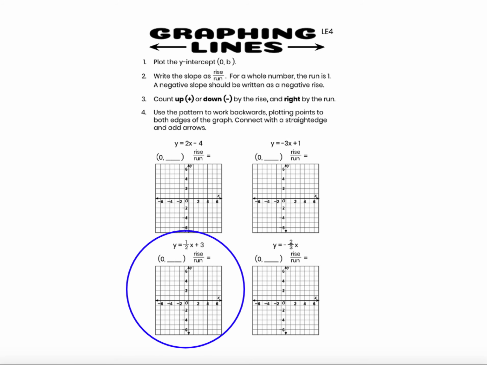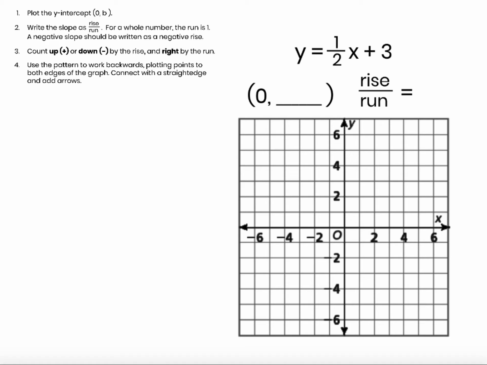Let's go ahead and move on to the second example. y equals 1/2 x plus 3. So here again, I will obtain b from my equation, my start value of 3. That means the y-coordinate of my y-intercept is 3. I plot that point on the y-axis. x is 0 for every point on the y-axis, and then my start value gives me the y value. So when x is 0, y is 3.